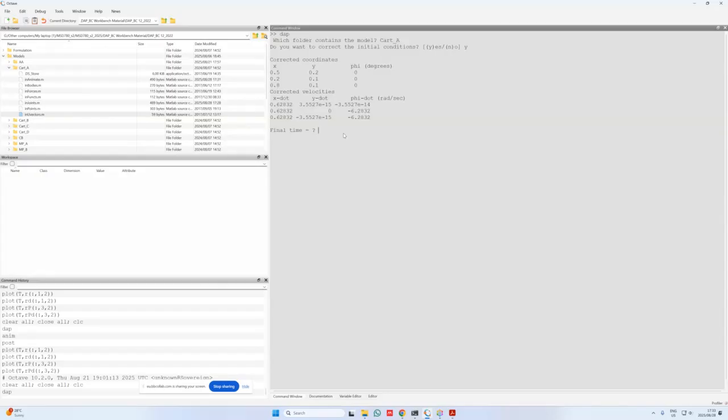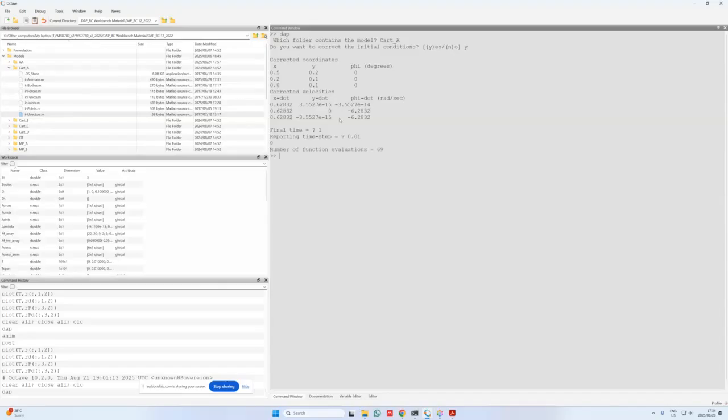Now, for the final time, I'm going to use a 1 second final time over here. So if we use minus 2 pi radians per second constant angular velocity, after 1 second, each wheel will have made a single revolution. Then for the reporting time step, I can use a 0.01 second reporting time step.